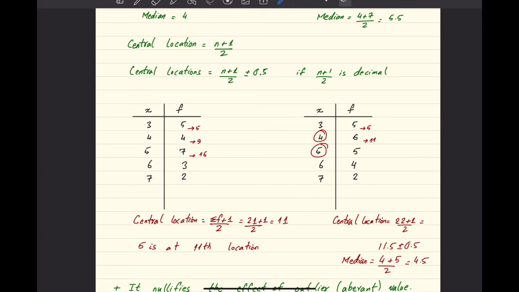So I again start calculating the cumulative frequencies. Up till here is 5, up till here is 5 plus 6, 11, and up till here is 11 plus 5, 16. That means that the 11th location is occupied by 4, whereas the next location, which is still within 16, the 12th location, is occupied by 5. So what is important for me is that the 11th location is 4 and the 12th location is 5. So I'm going to average 4 and 5 to get myself the median value.